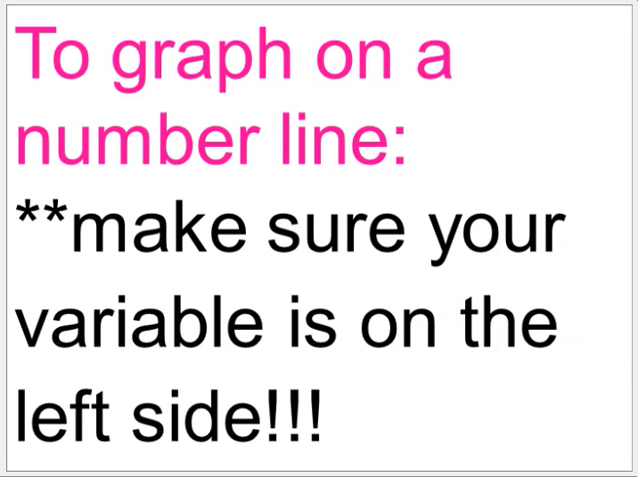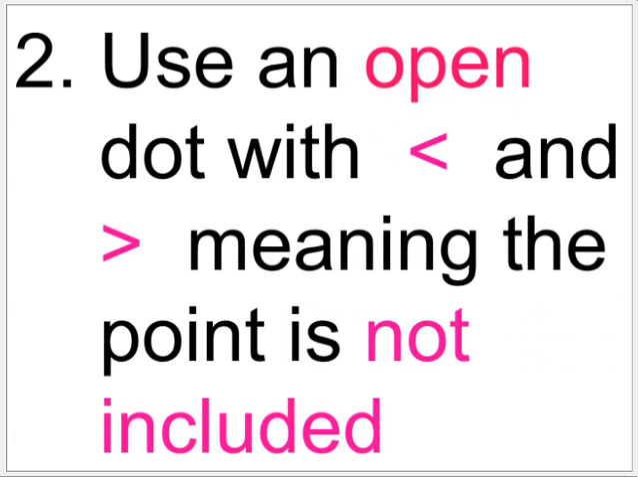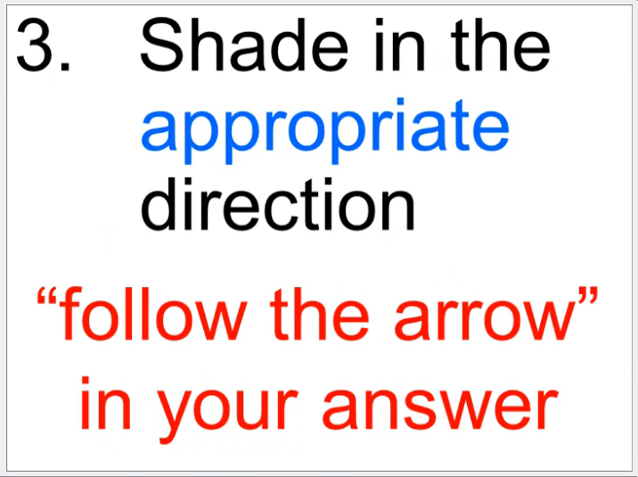When we graph an inequality, we're going to always make sure that our variable's on the left at the very end. That way it'll be easier to graph. Also, when we graph, we'll use a closed dot, meaning that the point is included. We'll use a closed dot on the less than or equal to or greater than or equal to signs. And we'll use an open dot on the less than or greater than signs, meaning that the point is not included. We'll shade in the appropriate direction, and we'll do that by just following the arrow as long as the variable's on the left-hand side.